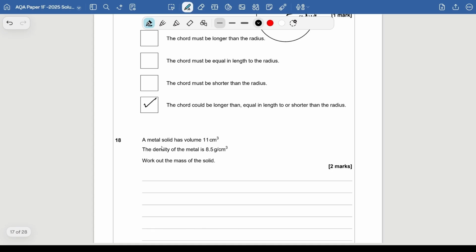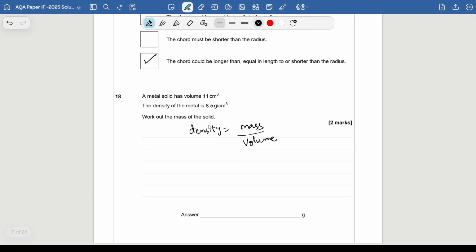The next question says the metal solid has volume 11 centimeters cubed. The density of the metal is 8.5 grams per centimeter cubed. Work out the mass of the solid. So we have this relation here: density is mass over volume. We have been given the density and volume. We need to figure out the mass. So density is 8.5, mass we don't know, and the volume is 11.